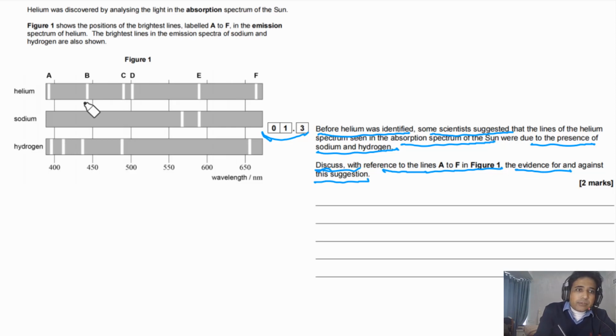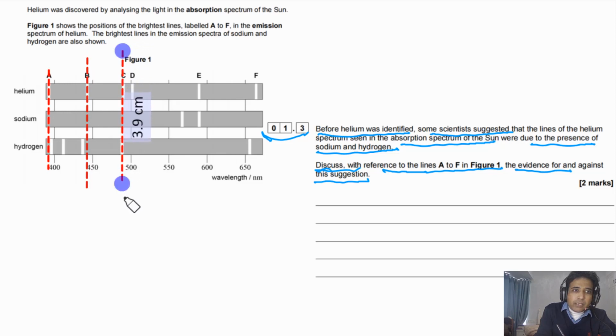So the best way to answer this question is we can draw the lines. So if I draw a line from here, so this is over line A, we can draw the lines. From B we can also draw the line, so this is B, and from C we can draw the line here, and from D we can draw the line, so we can draw these dotted lines.